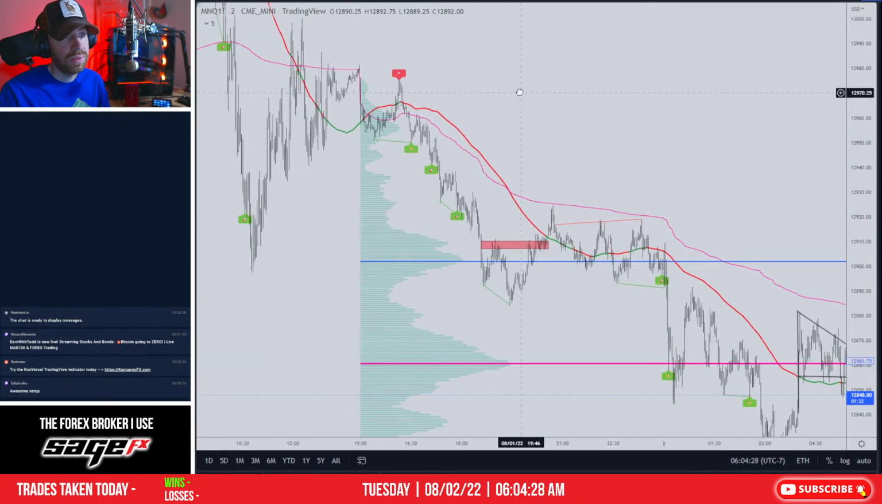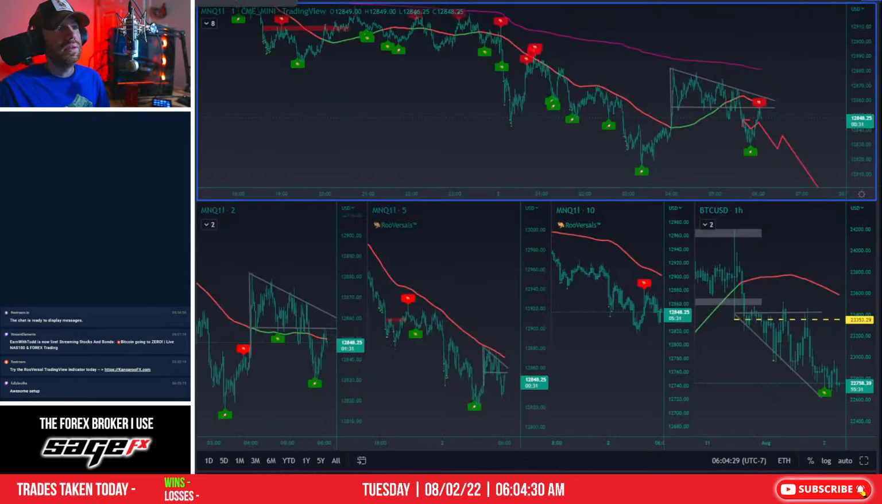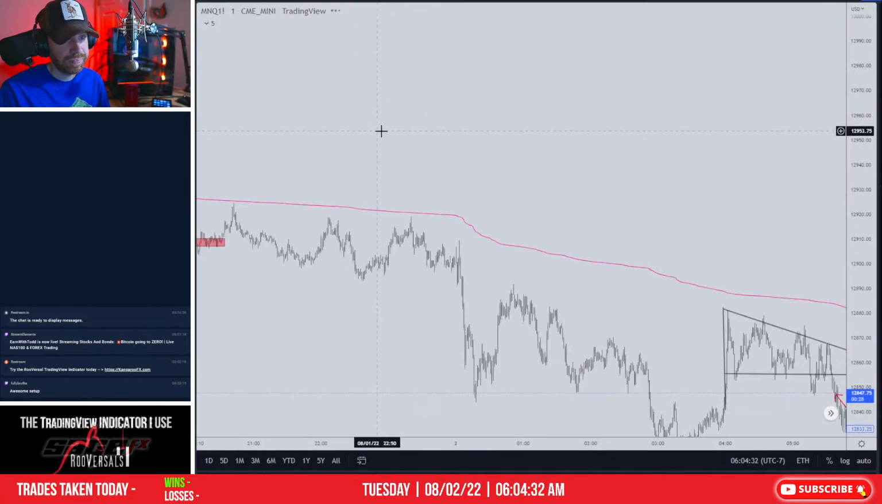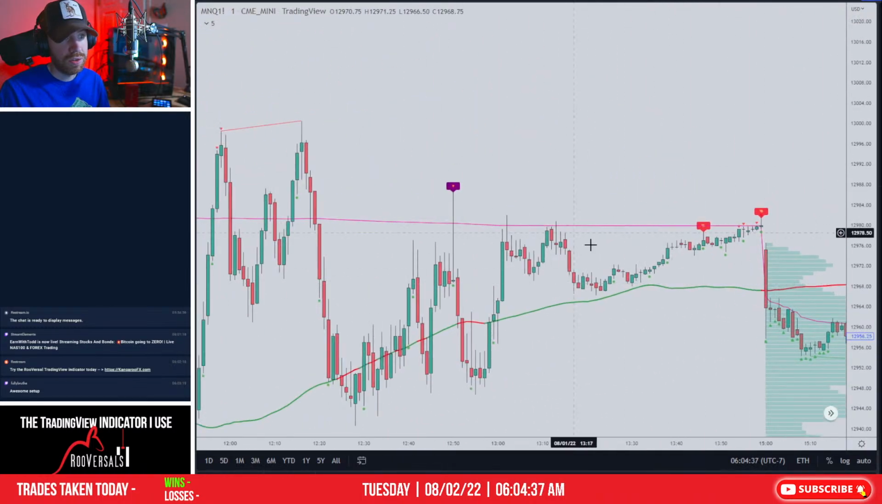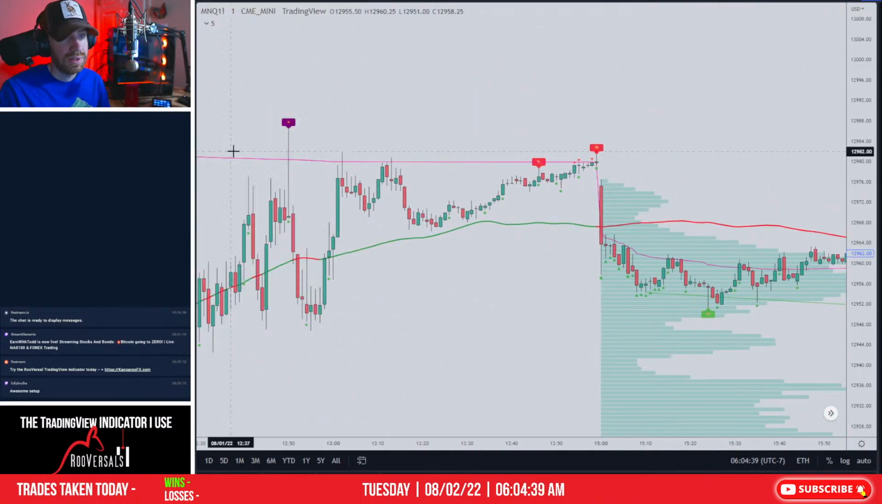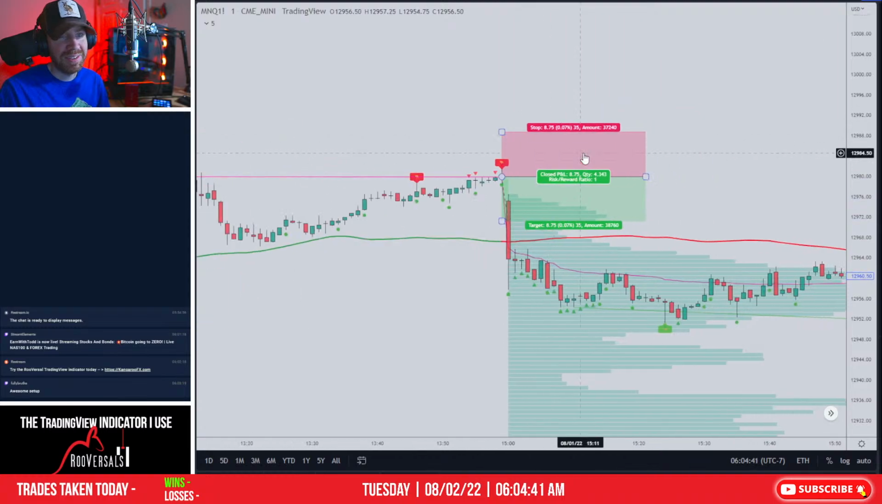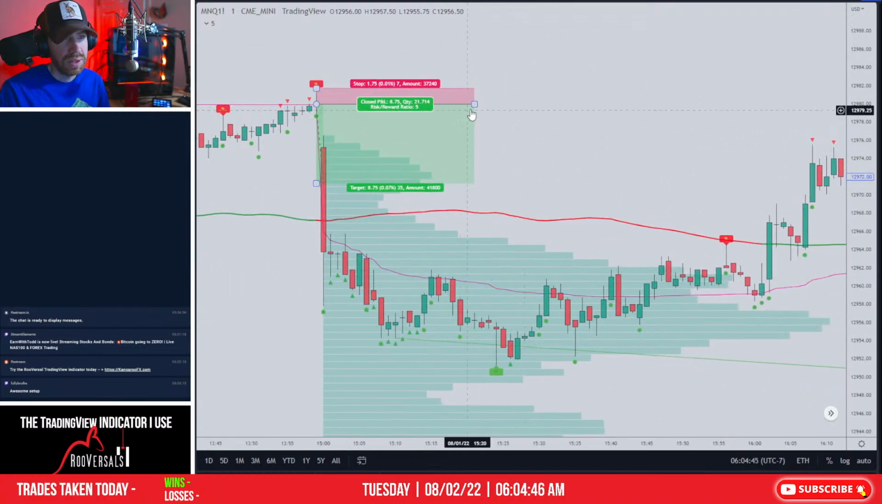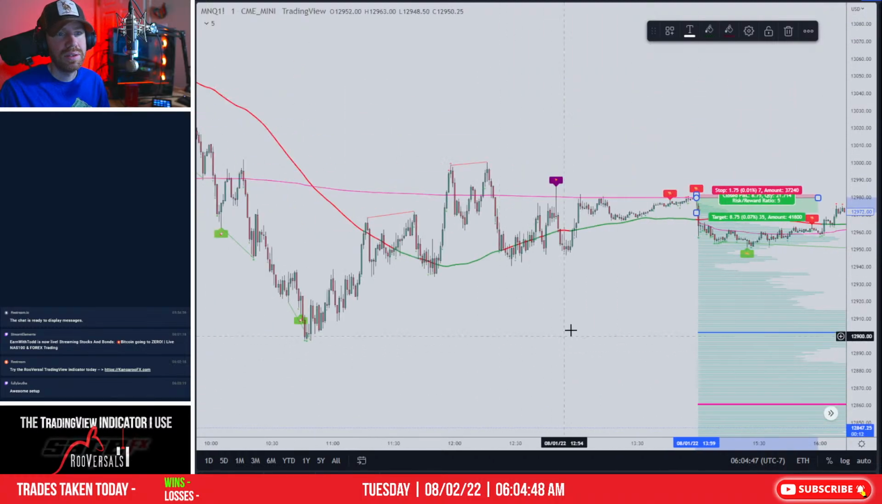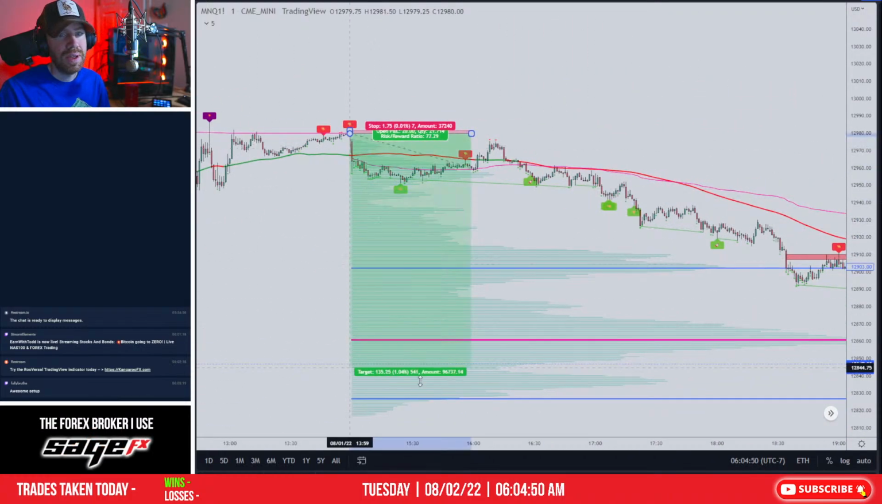Nasty downtrend though. Right out the gate yesterday, you could have got 100 Rs. This guy right here, the last candle of the day. Last candle of the day, if you left it running under that moving average.